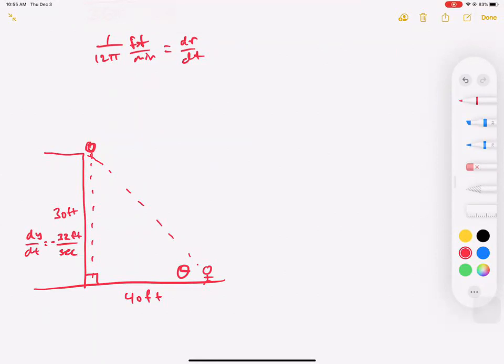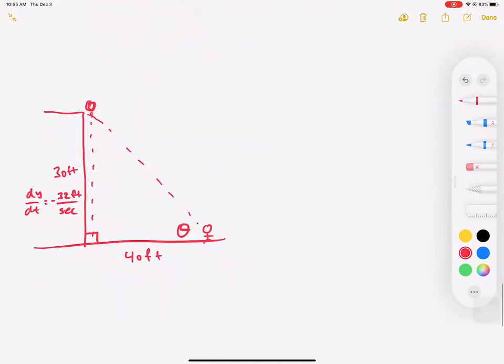Oh wait, shoot, it's per second. Okay, we'll just stick with this number. Darn it. Okay, so in 1 second, it will fall 32 feet. Got it. So, my question here is, what is d theta over dt? What is the change in the angle once I let go? Once I let go, how fast is this going to turn?